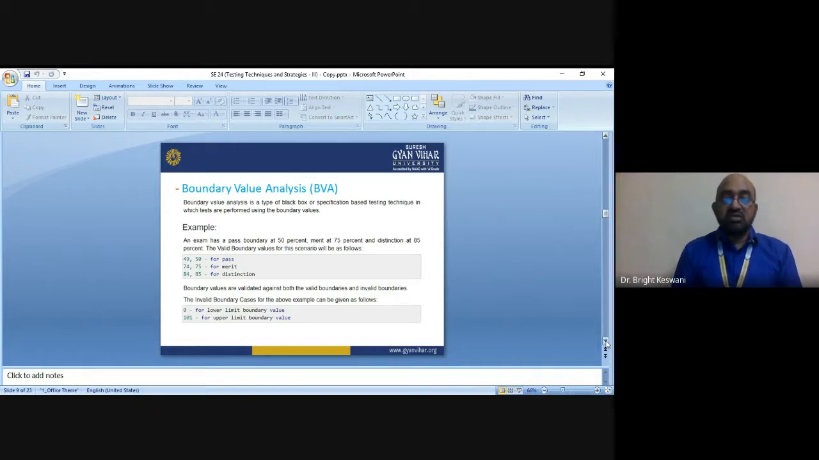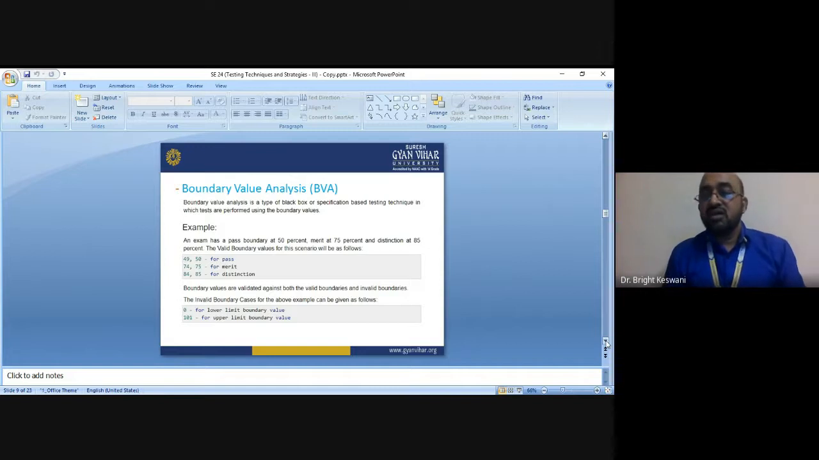Okay, which is related to four guidelines. First is range, second is minimum and maximum number, third is output condition, apply all guidelines to output conditions, and fourth is internal data structure. So data structures at their boundary may be exercised through the designing of test cases.